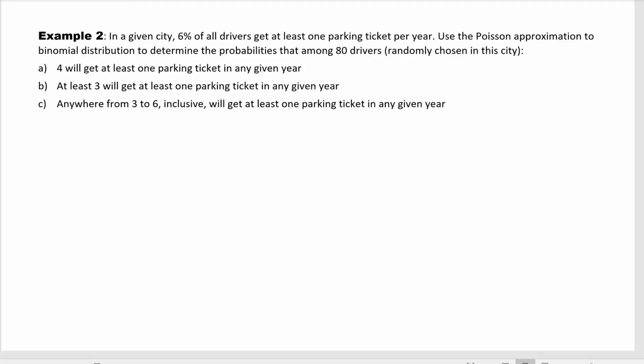Okay, so what is part A? 4 will get at least 1. What is at least 1? That actually is the success, right? Success is getting at least 1 parking ticket in a given year. So that is the success. Okay, so part A is asking P(X = 4).